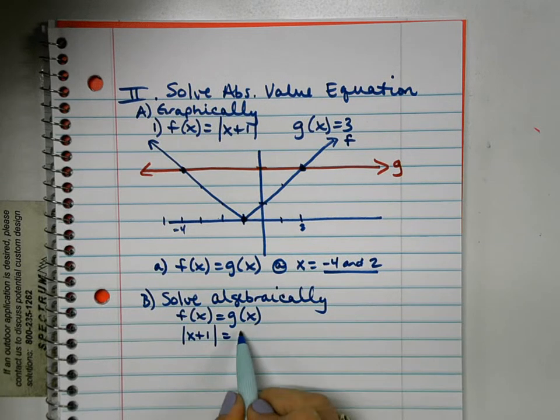G of x is 3, given to be 3. So I'm just going to set those two things equal to each other. Okay, here's the fun part. You ready for this? There are actually two things that could be inside those absolute values.